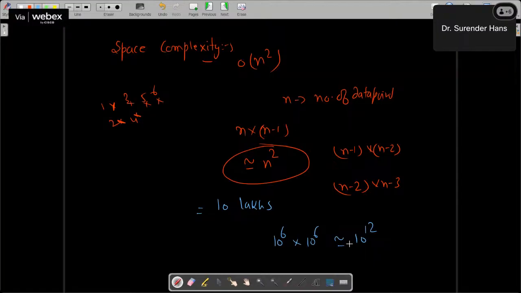So this is an important note: this algorithm is not suitable for big data sets. It is suitable for small and, you can say, medium data sets.